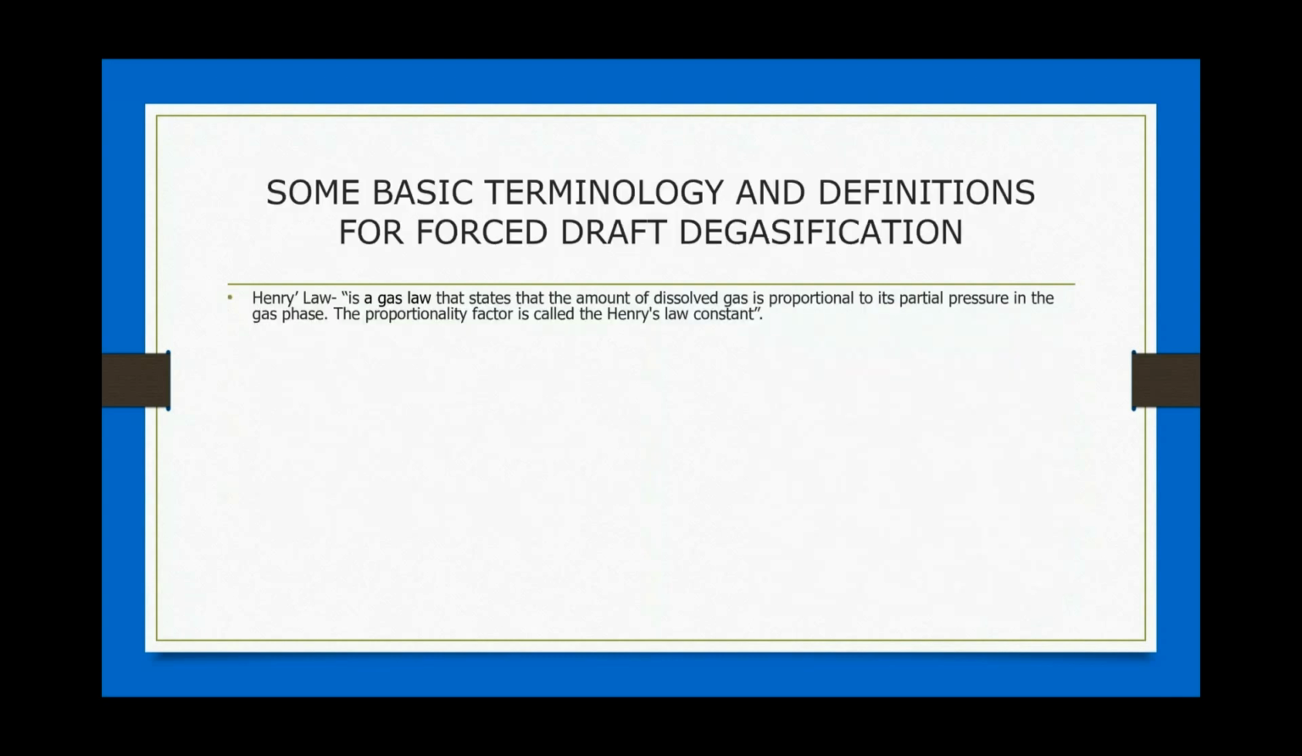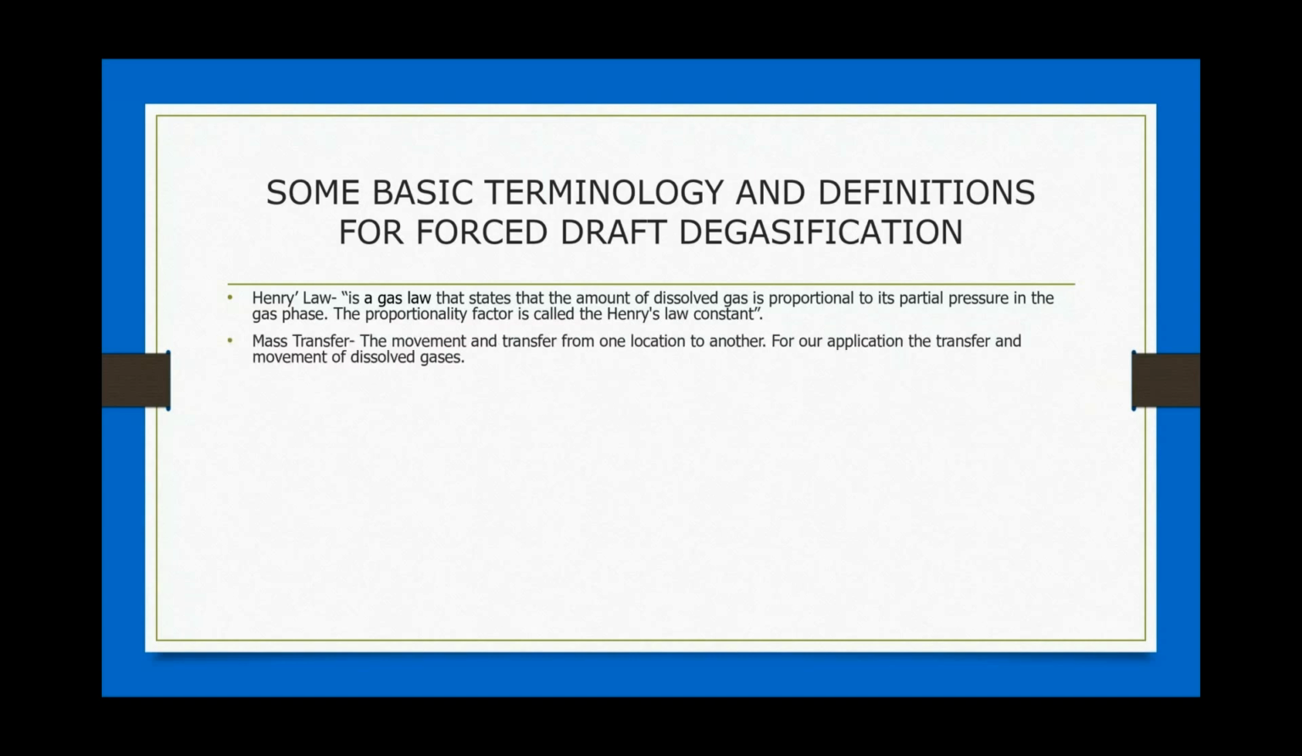So, some basic terminologies and definitions for forced draft degasification. David touched on some of this, but Henry's law is a key law that's used in the design of degasification or air stripping. It's a gas law that states the amount of dissolved gas is proportional to its partial pressure in the gas phase. The proportionality factor is called the Henry's law constant. This is something that we all learn in chemical engineering and some of the basics in water chemistry.